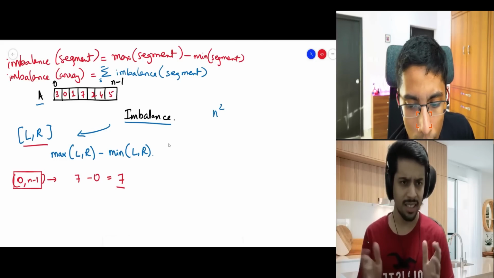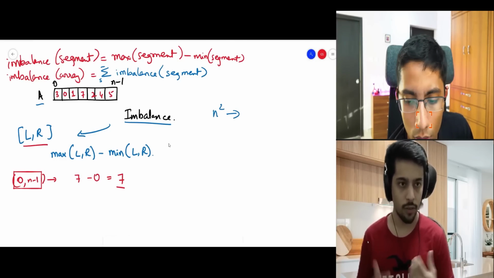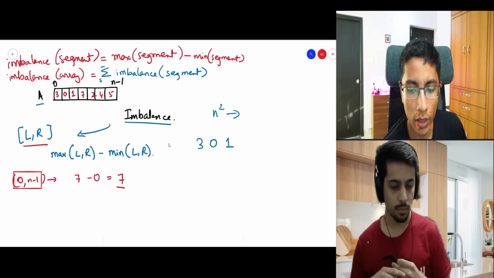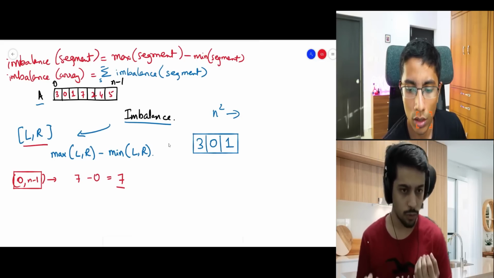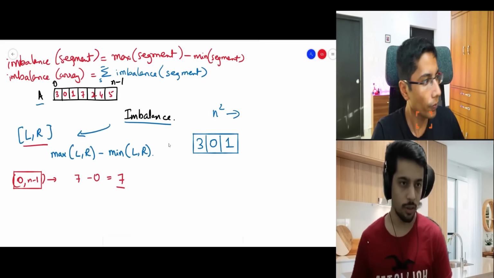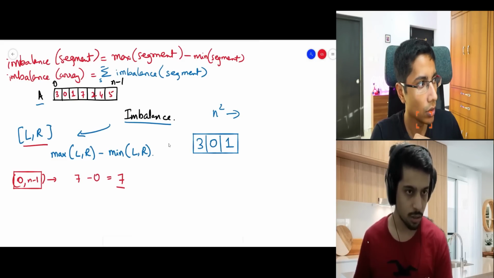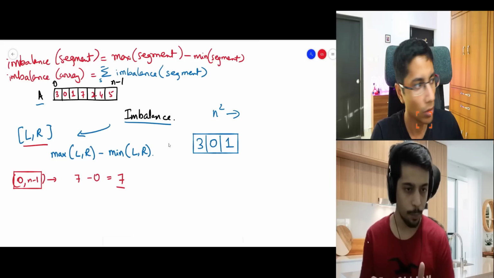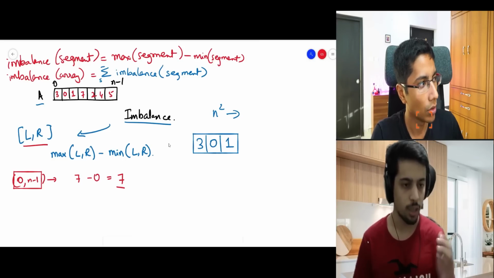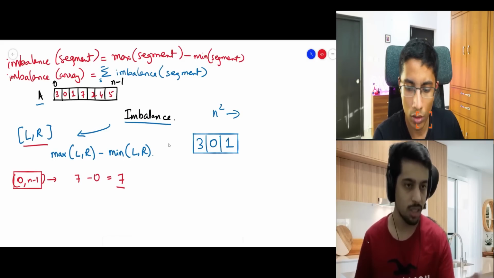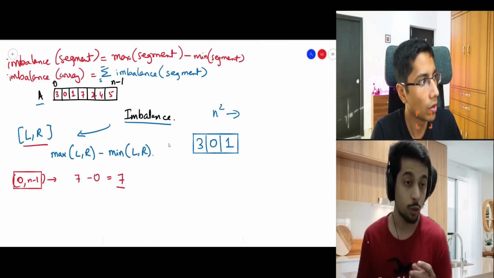So for clarity's sake, let's take a small example so that we are on the same page. Let's take the example 3, 0, 1. Perfect. Try to find the imbalance of this and we'll know whether we are on the same page or not. Consider all these segments and add their imbalances together. That should be the answer. So for example, in this one, you'll get 3 plus 0 plus 1. I've considered the segments of size 1.